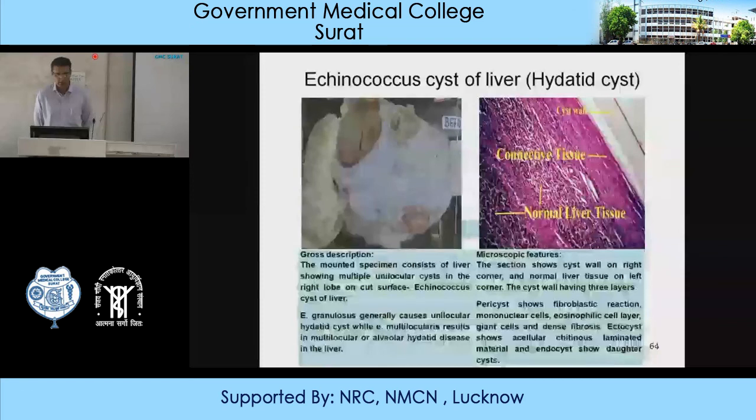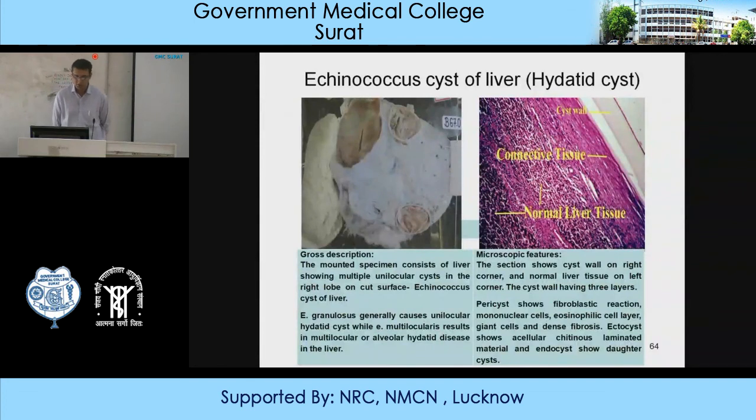Now Echinococcus cyst of liver, or hydatid cyst. The mounted specimen consists of liver showing multiple unilocular cysts in the right lobe on cut surface. Echinococcus cyst of liver. See, these all are cysts of Echinococcus or hydatid cyst. E. granulosus generally causes unilocular hydatid cyst, while E. multilocularis results in multilocular or alveolar hydatid disease in the liver.